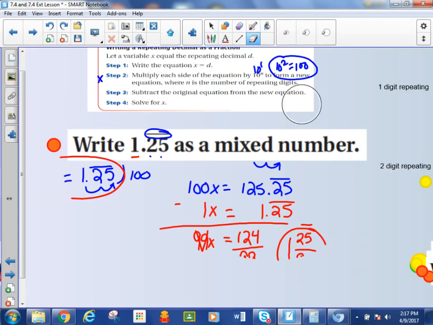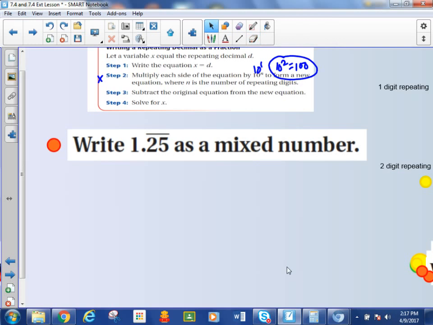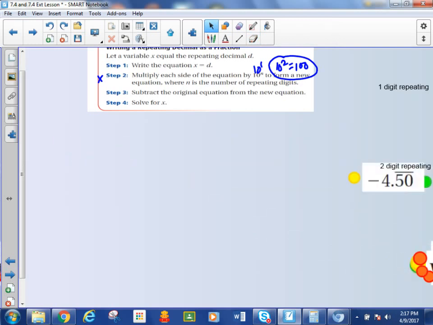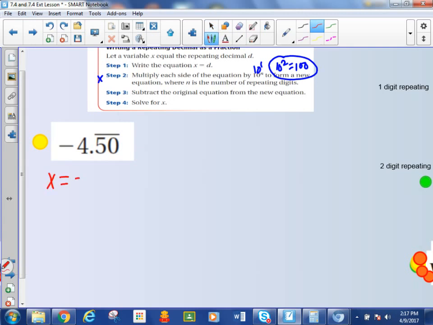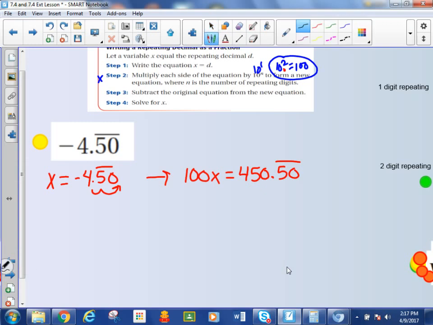Okay, let's go ahead and try another one. Like I said, same concept. The only thing that is changing is that second step. This time we have negative 4.50 repeating. So the first step is writing it out as x equals negative 4.50 repeating. Second step, this time we're going to multiply by 100 because we have two numbers repeating. So it becomes 100x equals, moving 2 places, negative 450.50 repeating still.